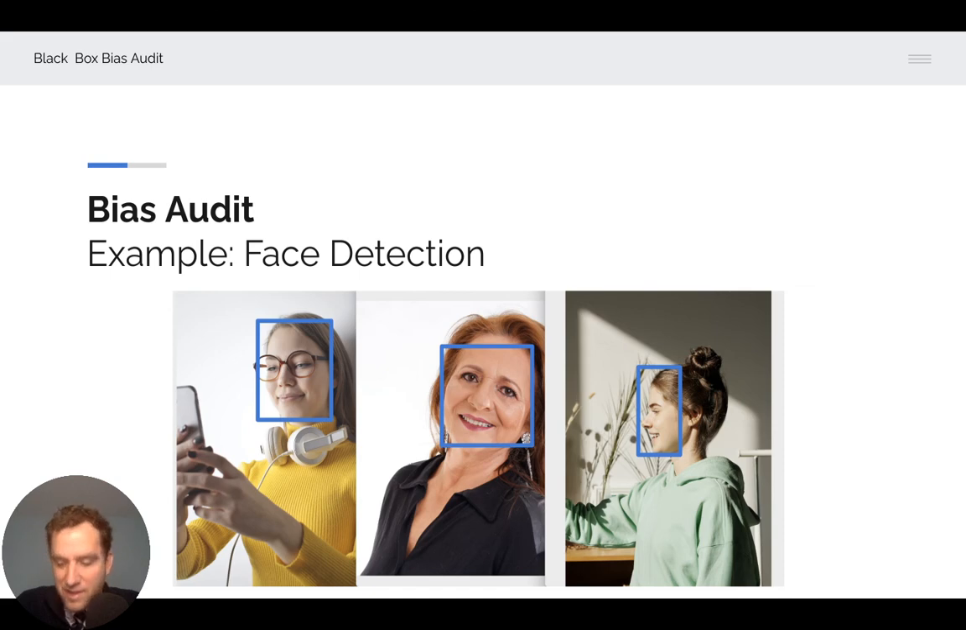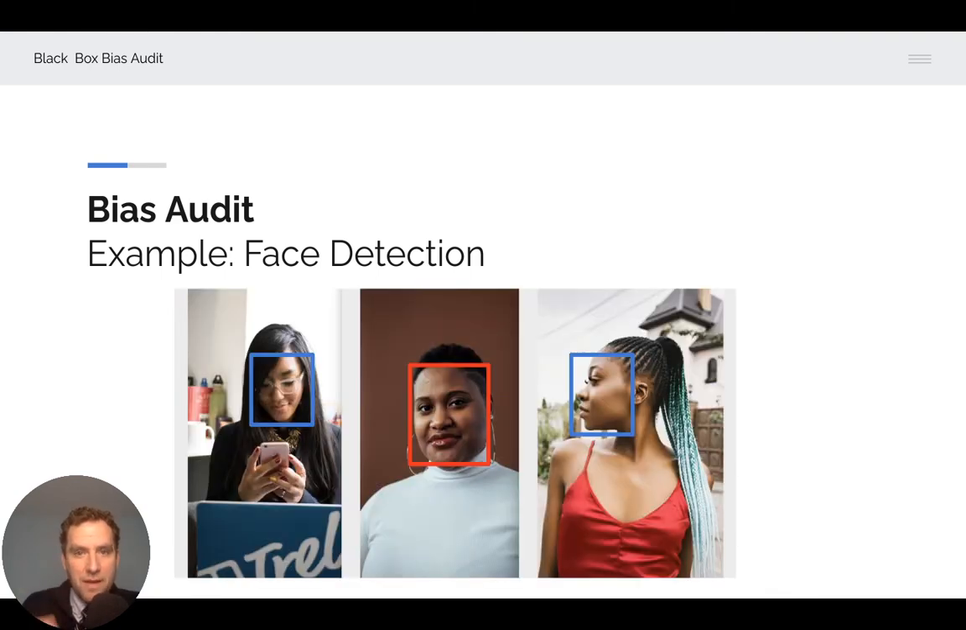Now in this case, I didn't actually run an algorithm, I just drew a box over it for illustration purposes. And then I say, okay, let's say I only have these 3 images. I want to somehow test for bias. So what I might do is find 3 other images, this time of black women. And I want to say, how well does the algorithm work on these 3 images?